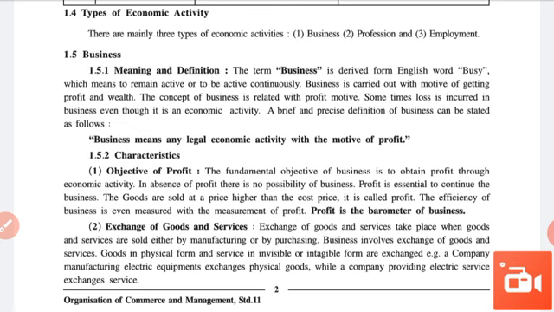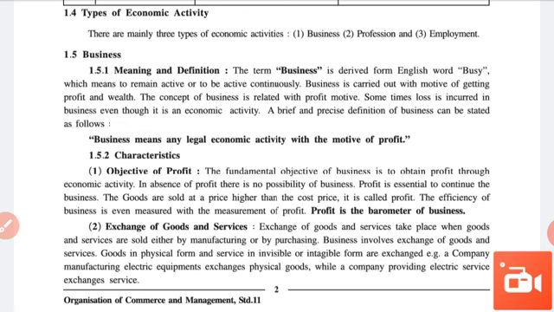The concept of business is related with profit motive. Sometimes loss is incurred in business even though it is an economic activity. There is no surety of profit at all times. In economic activities we usually make profit, but sometimes loss is also incurred. Still, business is an economic activity.